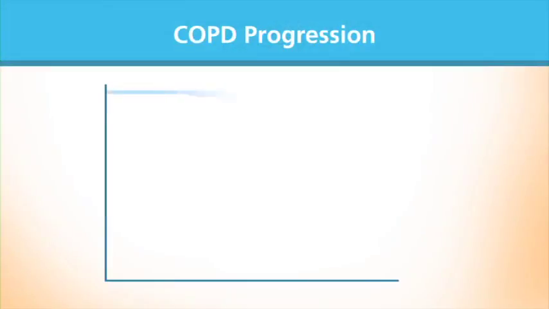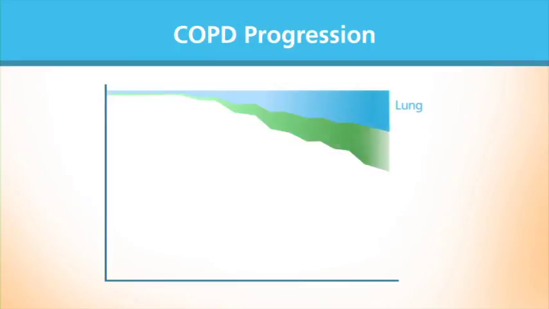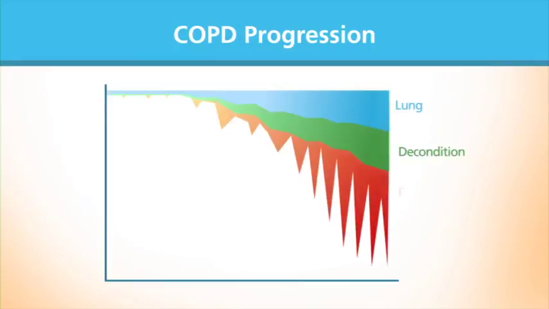COPD is a progressive illness. It impairs the ability to function in life. You can think of it in layers: the lung layer, then add the deconditioning layer, then add the flare-up layer. The impact on the patient's life includes the sum total of all three layers, not just the lung. And that's the bad news.